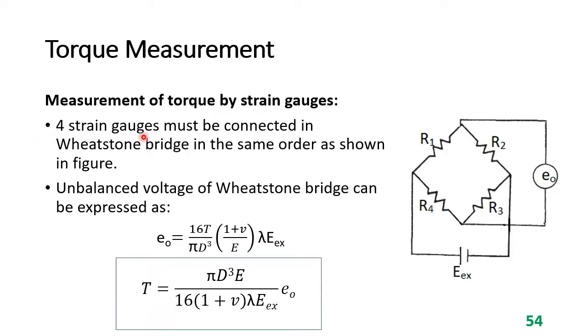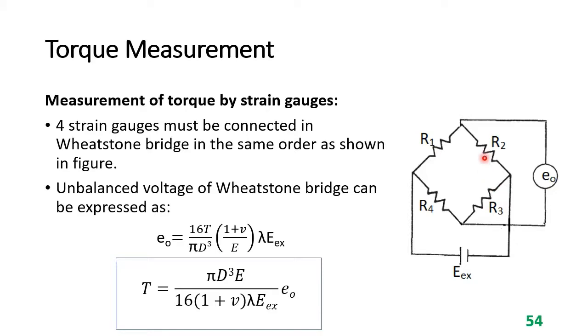The 4 strain gauges must be connected in the Wheatstone bridge in the same order as shown here. This order is very important. If we place R3 here and R2 here, then it will create a problem. Let's see how. We know that R1 and R3 were under elongation, and R2 and R4 were under compression. So when strain is produced, R1 and R3 will be increasing, and R4 and R2 will be decreasing.